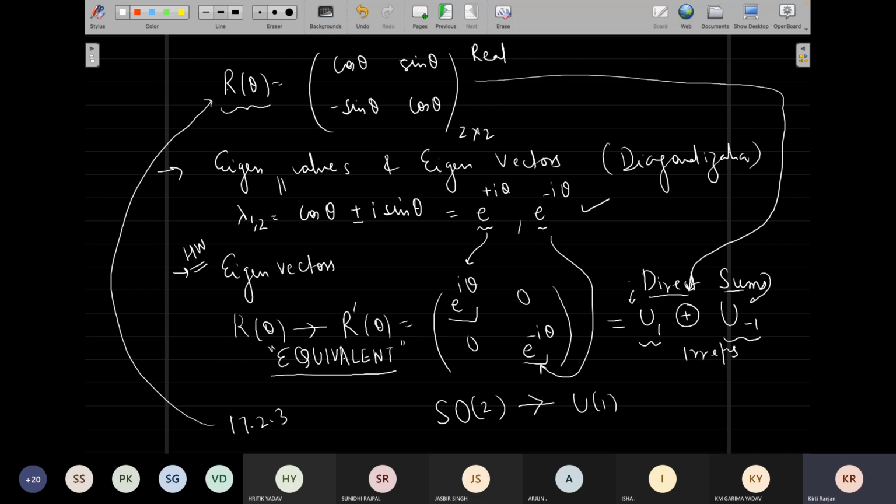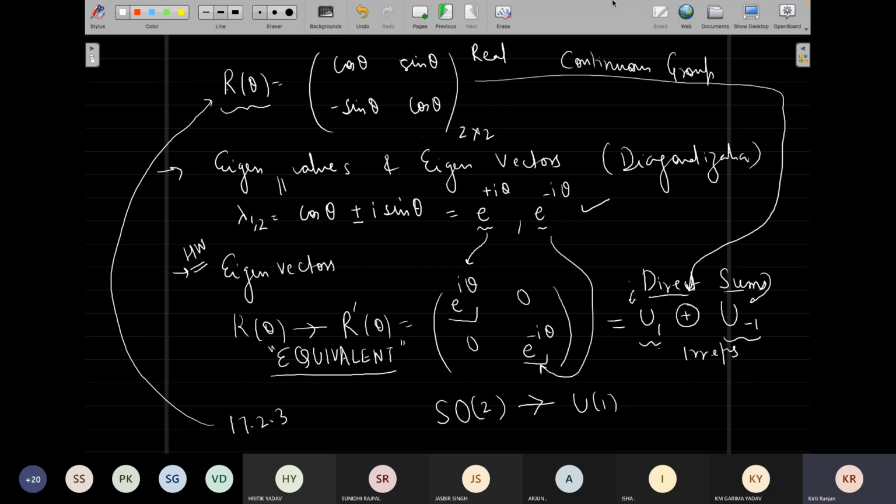The difference with respect to 17.2.2 is that here we are talking about continuous groups, and we have reduced our SO2 group, which is the rotation group, in terms of two U1 groups, U1 and U minus 1. So now I am relating the concepts which you have studied earlier to what we are doing at present. The rotation matrices, which is SO2, can be thought of as the direct sum of unitary matrices U1.